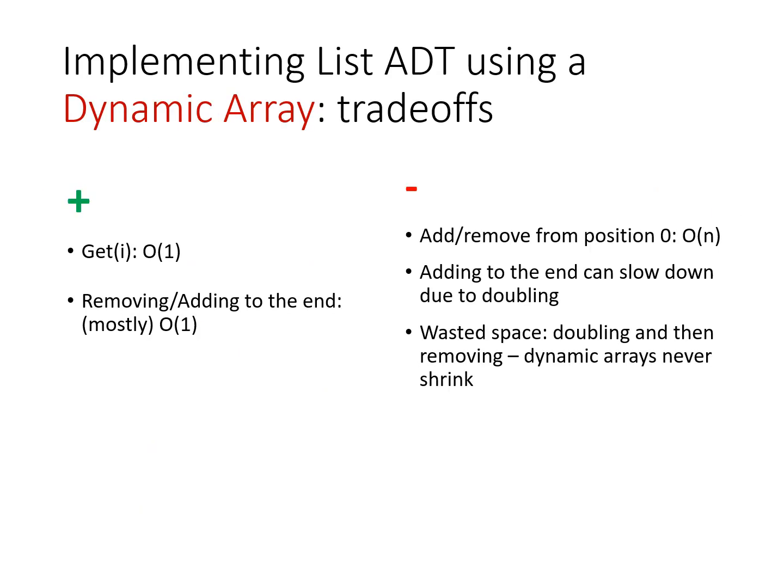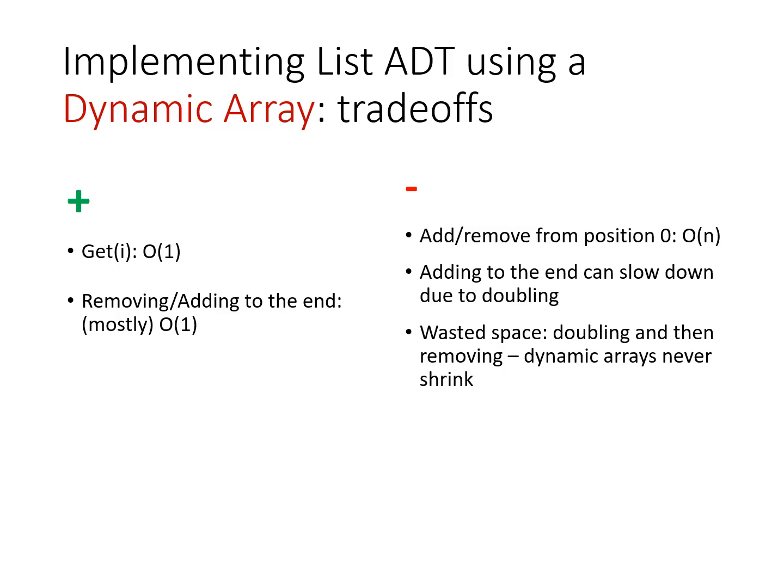If we implement the list ADT using an array, then on the positive side, we can get an element by position in constant time, and removing or adding at the end of this array is mostly very cheap and also can be done in constant time. Negative performance we get when adding and removing from position 0. In this case, we would shift O(n) elements of the array to the right.